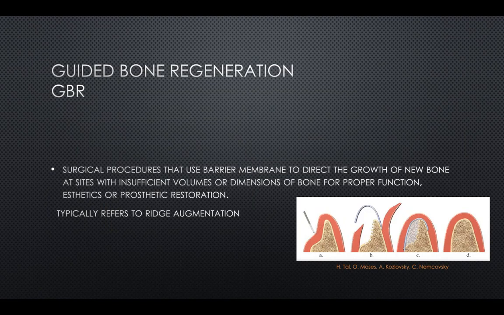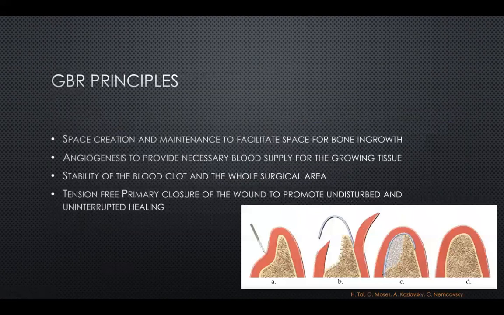We need to do something called guided bone regeneration or ridge augmentation. And basically, it's the use of a barrier membrane to direct the growth of new bone at sites with insufficient volume or dimensions of bone for proper function, aesthetic, or prosthetic restoration. So what are the principles of guided bone regeneration? First, we have to create a space for this bone to grow and maintain this space.